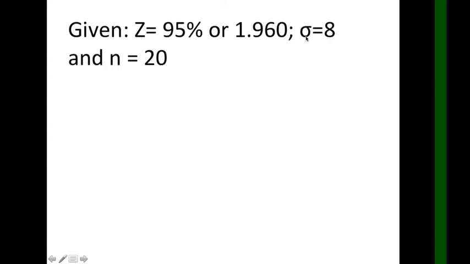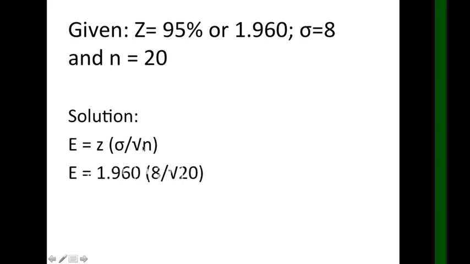The population standard deviation is equal to 8, and the number of population is 20. So we have the solution. E equals Z quantity sigma over square root of n. So just put the given on the formula. So we have 1.960 quantities 8 over square root of 20.